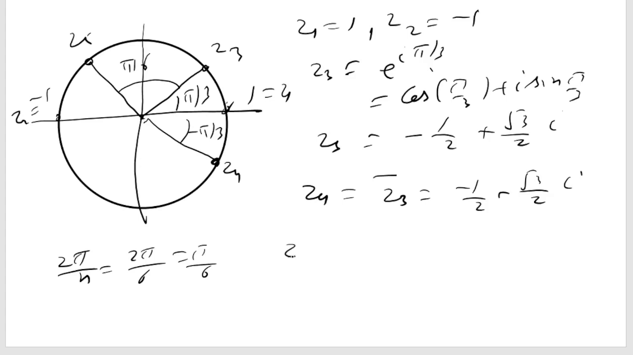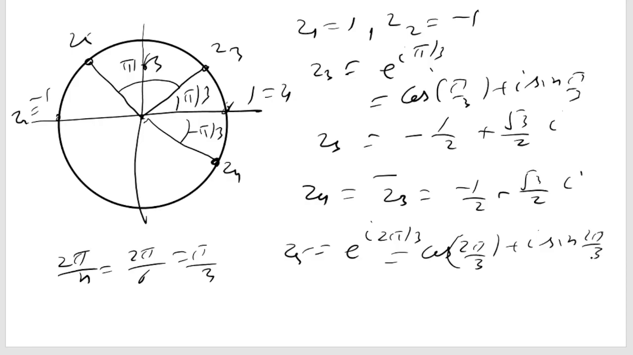So what is the fifth root? e to the power i, the argument is pi by 3 plus pi by 3, so it will be i 2 pi by 3. That means it is cos 2 pi by 3 plus i sin 2 pi by 3. So what is the value of cos 2 pi by 3?